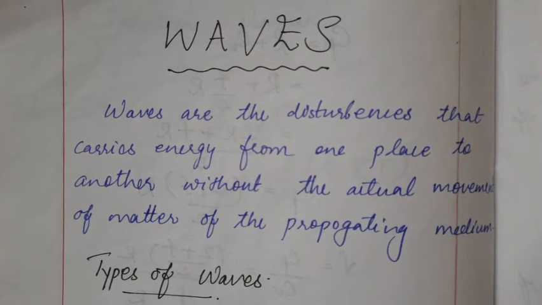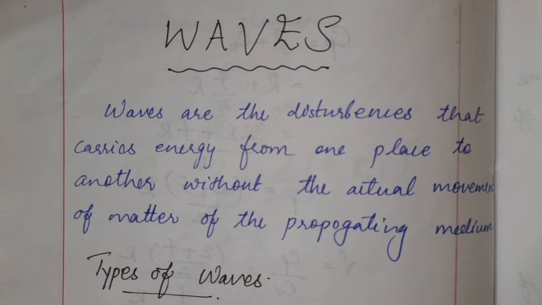For example, a wave when it is produced from one point, for example, a sound wave produced from one point, it moves through the medium, that is, it moves through the air by disturbing the air particles or air molecules in it. It carries the energy from one place to another. So there is no actual movement of the matter.